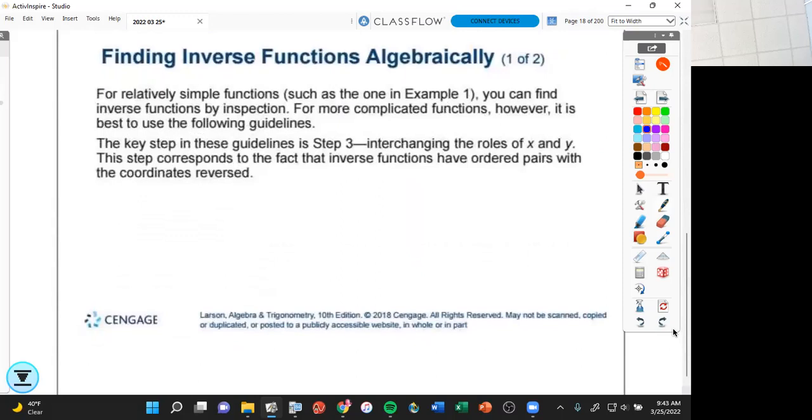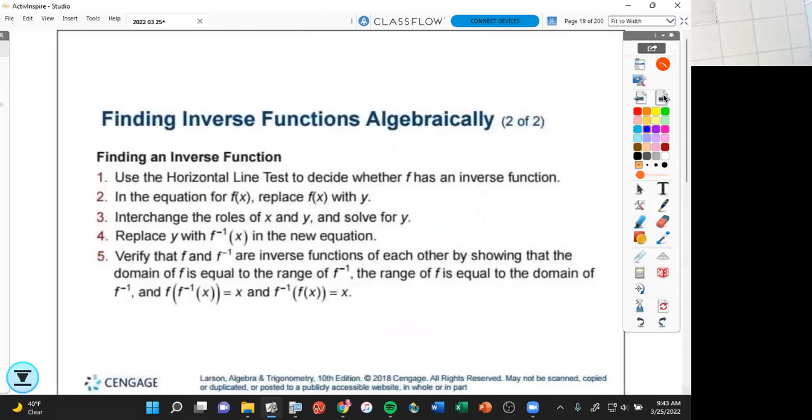Finding the inverse algebraically. For relatively simple functions, you can find an inverse function by inspection. For more complicated functions, it's best to follow these guidelines. The key step is step 3, swapping your x and y. The step corresponds to the fact that inverse functions have ordered pairs with the coordinates reversed. Here are the steps to finding an inverse. First of all, make sure there is an inverse. Does it pass the horizontal line test? If it does not, stop here, right? Don't swap your x and y. You're going to do a lot of unnecessary work.